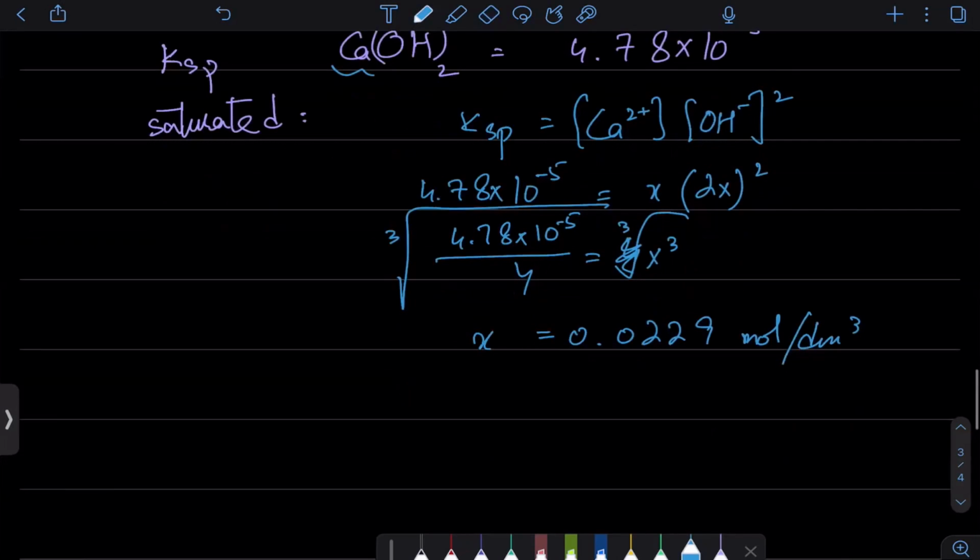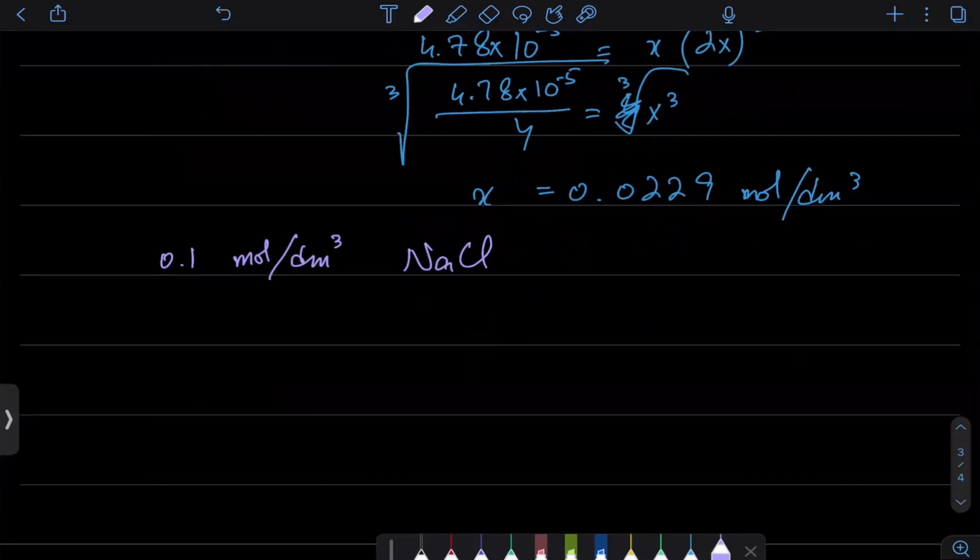Now let's say we add 0.1 mole per dm cube sodium chloride. Now sodium chloride is much, much more soluble than calcium hydroxide. It has a much higher value for solubility. And the temperature is still the same, which means KSP is still the same. So what is the concentration of chloride now? The value of chloride is going to be updated because now chloride is going to be 0.1 from sodium chloride.